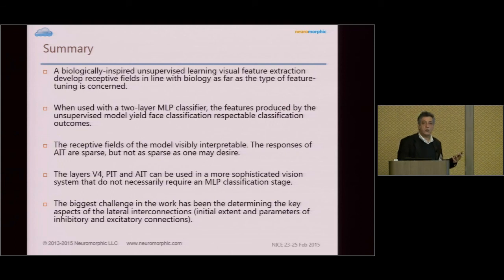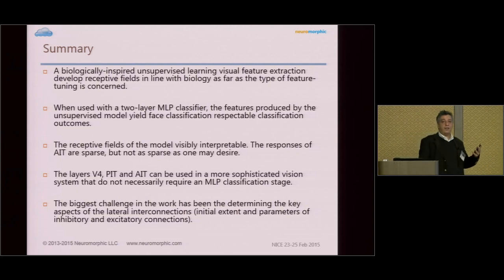From all the work that we have done, we found that the biggest challenge is to look at the lateral interconnections, the inhibitory receptive fields and the excitatory receptive fields, and the parameters of these fields. There is very little data in the neuroscientific literature about the extent of these receptive fields and the properties of these receptive fields. And this is an area that we would really like to see much more data on.